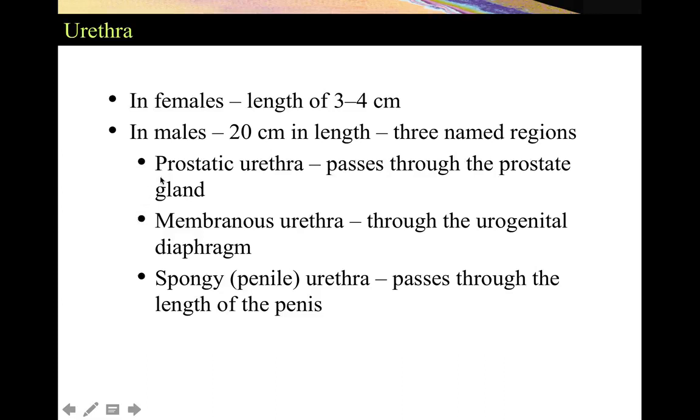If it is passing through the prostate gland, it's called the prostatic urethra. If it's passing through a membrane or a diaphragm called the urogenital diaphragm, we refer to this as the membranous urethra. And as it passes through the length of the penis, it's referred to as either the penile or spongy urethra. And you'll learn more about this in 251 when you review the reproductive system in more detail.